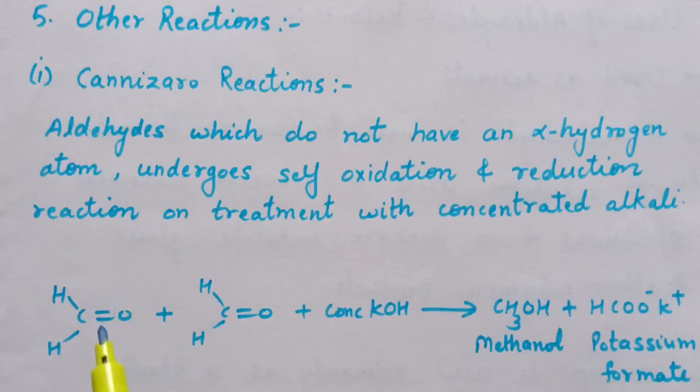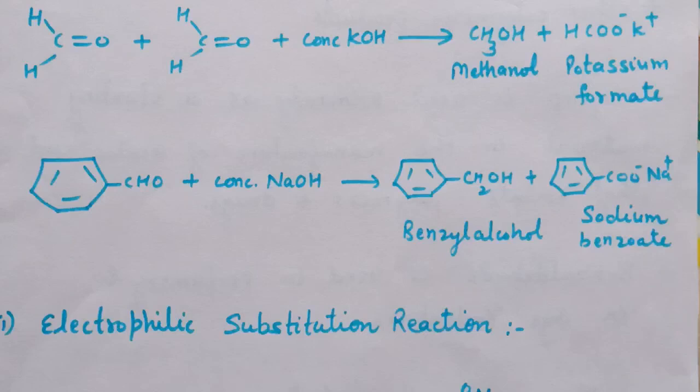Methanal, which is also known as formaldehyde. So reaction of formaldehyde with concentrated KOH. So formaldehyde reduces to methanol, and the oxidation of formaldehyde results in the formation of potassium formate, that is the corresponding salt of formic acid. So here self-oxidation and reduction is taking place and these two products are formed.